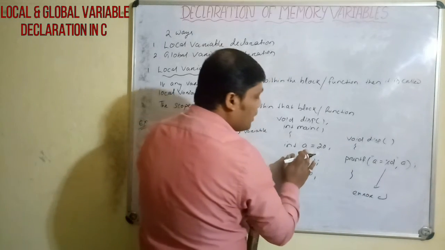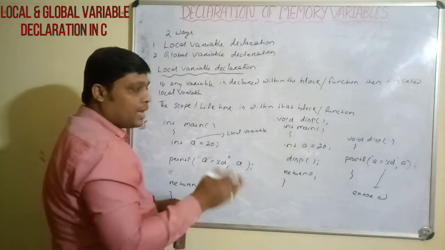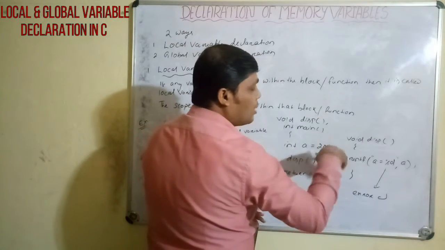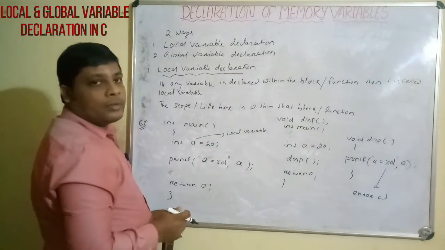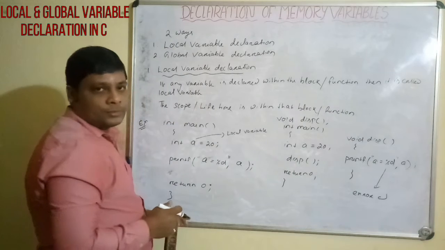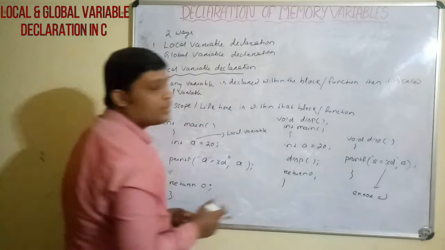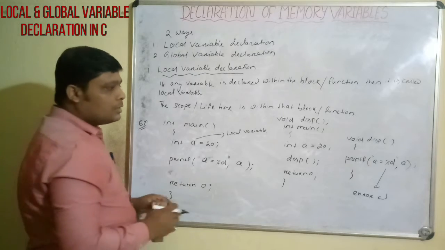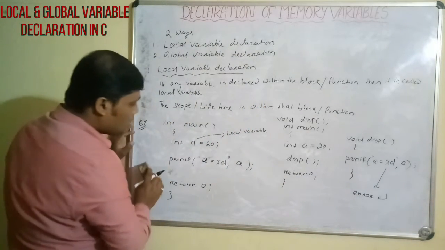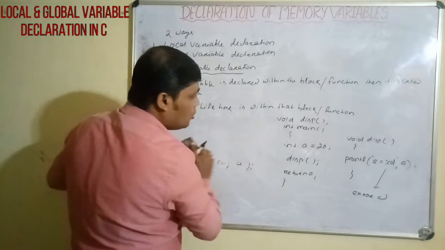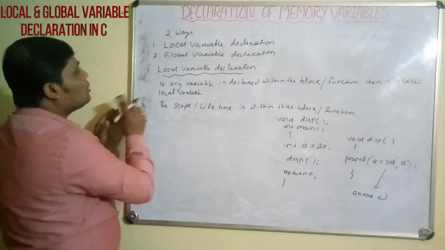Clear? So local variable can be accessed within that block or function. I cannot access local variables outside that block or function or outside any other function. Clear? I cannot access those variables in another function. Clear? This is one error. Clear? Now see, this is about the local variables. Clear? Now come to global variable.